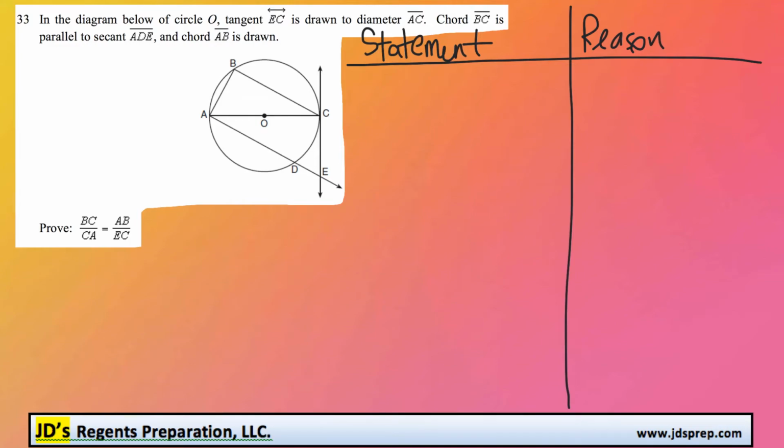Welcome to question number 33 from the August 2017 Geometry Regents exam. This question's pretty lengthy, but it's involving a proof. So usually a good way to start is to create a table like I've done here with the statement and reason columns. And we're going to start off with the information that is given to us.